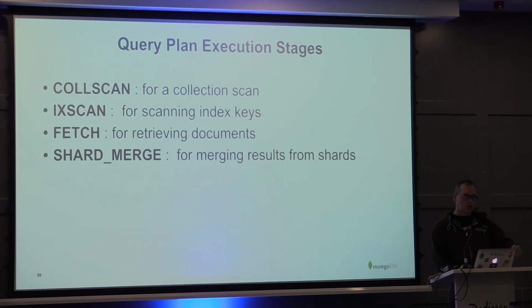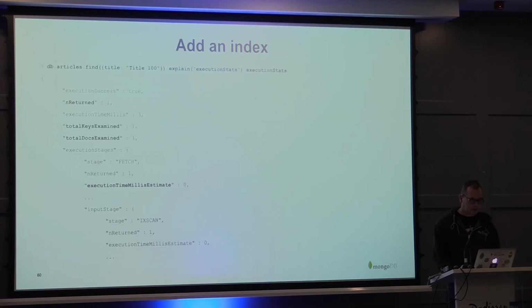And so what we look for is these stages. COLLSCAN means a collection scan. IXSCAN means we're using an index. FETCH and SHARD_MERGE are for when you're doing queries on larger clusters with sharding. And now if we look at the stats, we'll see the total documents examined is 1, and the total keys examined is 1. And effectively, the execution time goes down to 0.